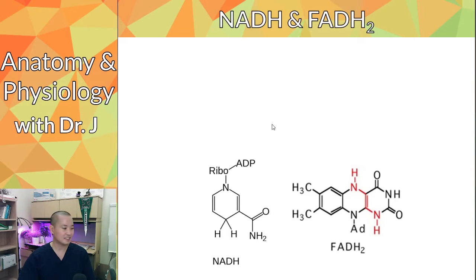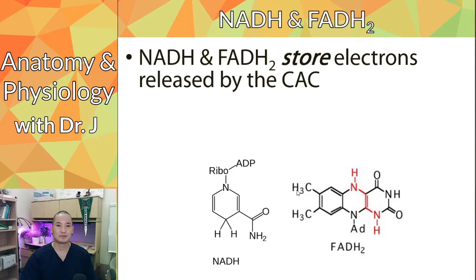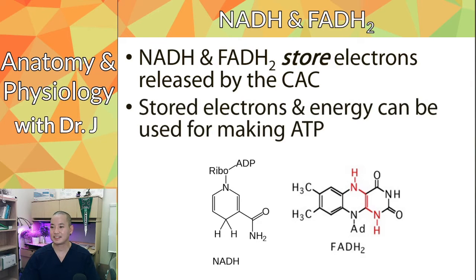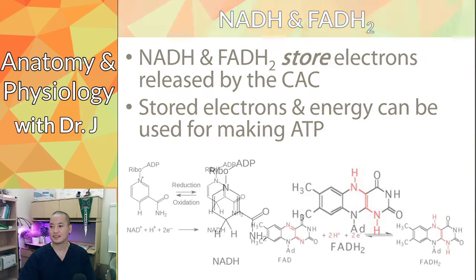But what are NADH and FADH₂? Now, I don't expect you to know these chemical structures at this level. Maybe in biochemistry we might test you, but even then, it's not so much about what they look like, but what they do. So, what's their main purpose? Well, they store electrons and protons released by the citric acid cycle. And the thing is that these stored electrons have energy. These bonds have energy, and you can use this energy to make ATP.